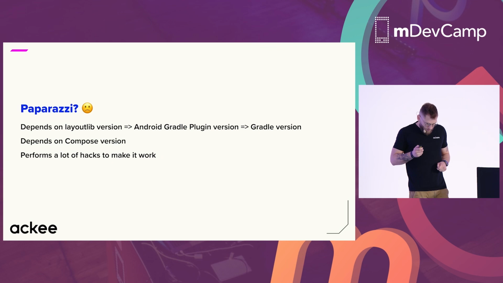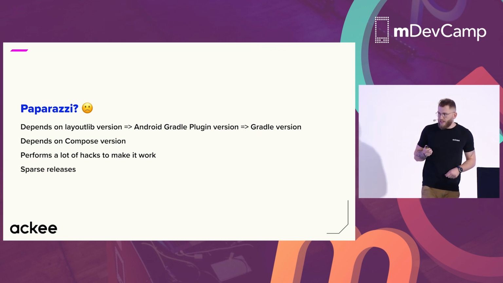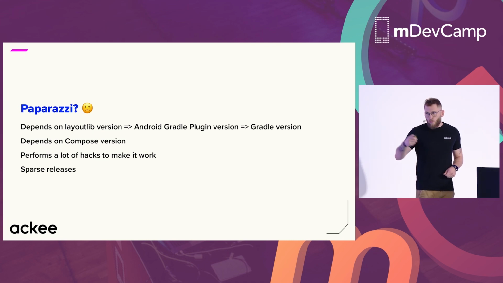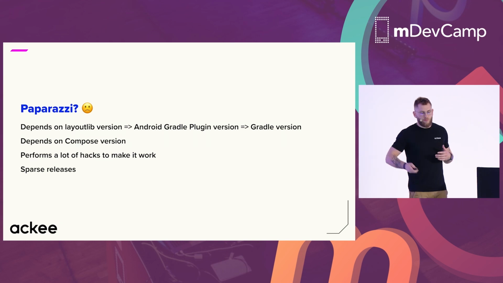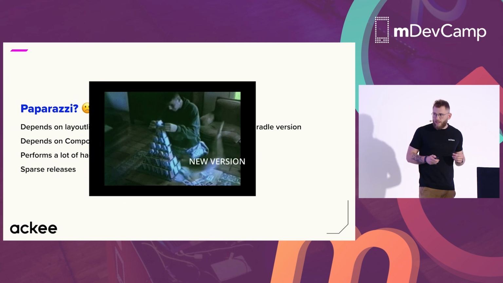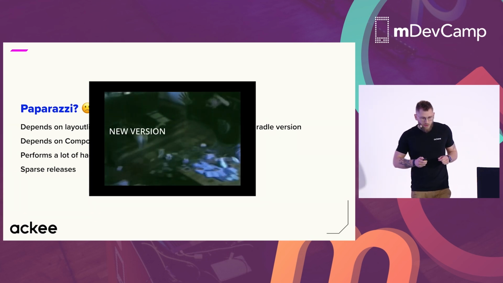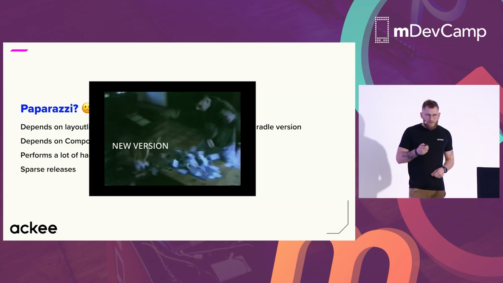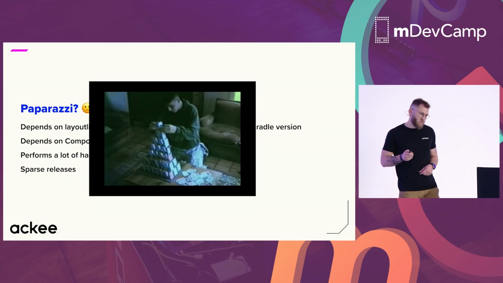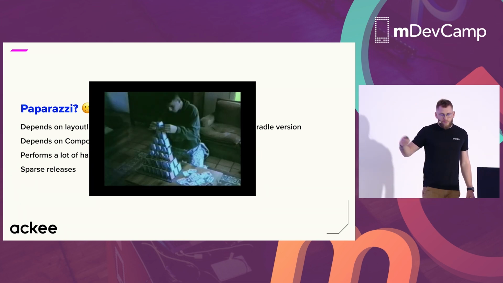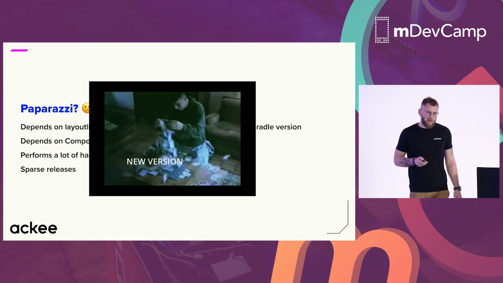And the releases of the library were quite sparse back then, last year. So we couldn't wait until the library released a new version because, for example, we wanted to use a new Compose version. That's how it felt to upgrade any of the things I mentioned. So after some trial, we decided that we would not use Paparazzi, despite the great benefit of running the tests on a JVM without the emulator.